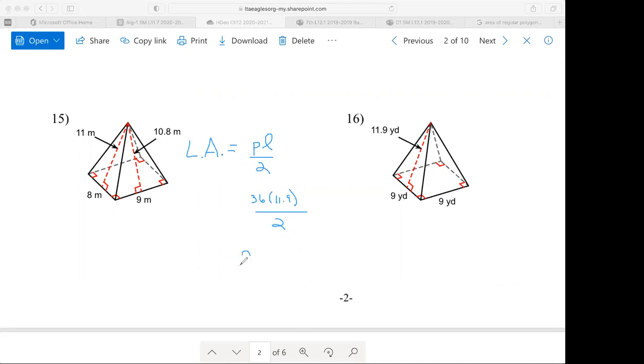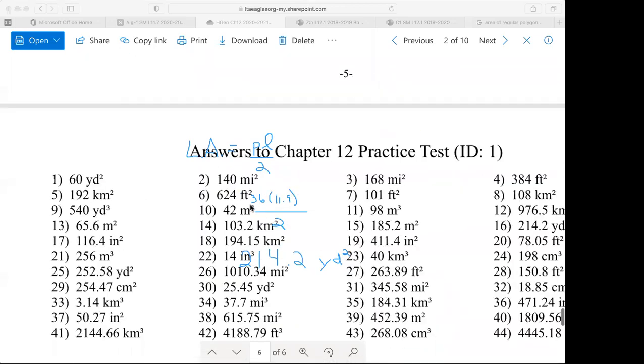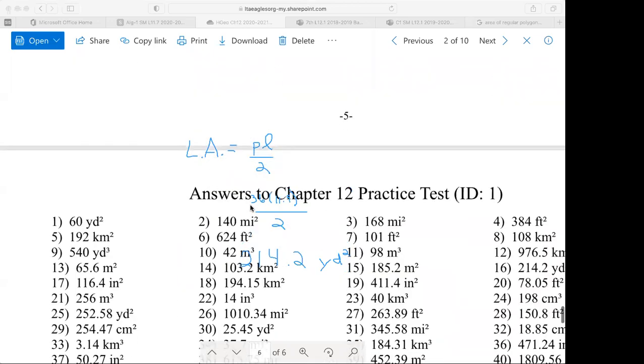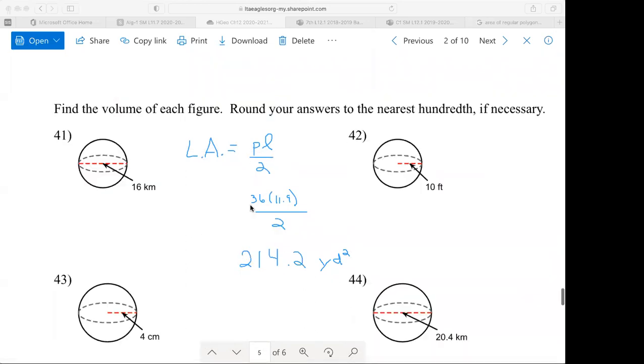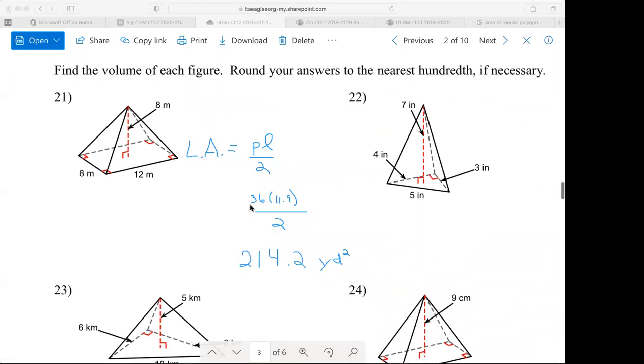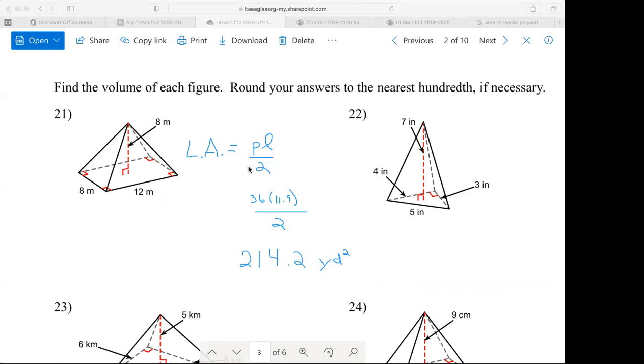$214.2. And I'm sure it's the same instructions. We are doing area. So therefore, it would be 16 yards squared. Okay. Number 16, 214.2. Look at us. Found it, it's not a mistake. It's just a bad question.